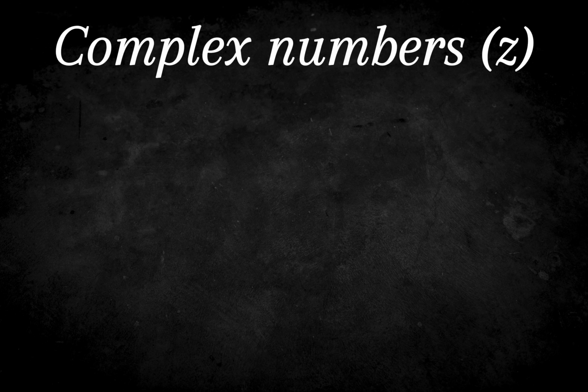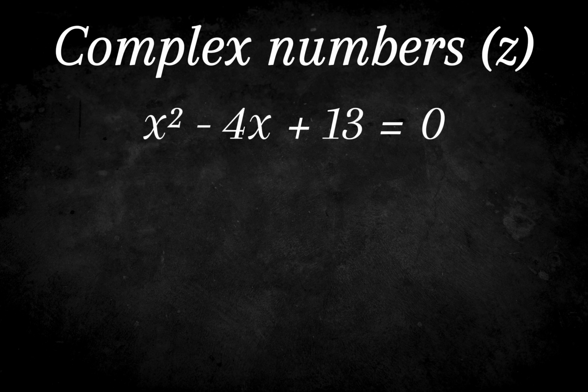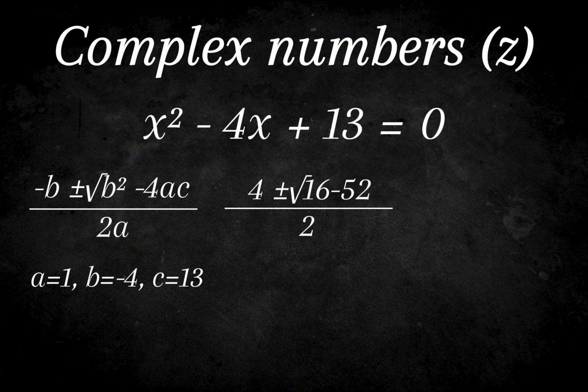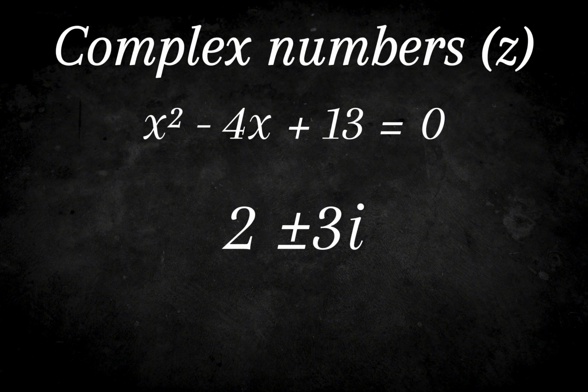Let's see how we can find the solutions of x squared minus 4x plus 13 equals 0. We can do this by using the quadratic formula. So a is 1, b is minus 4, and c is 13. If we fill in those variables, we get a negative number underneath the square root. We get the square root of minus 36. But this is no problem because we can rewrite this as the square root of 36 and i squared. If we simplify this, we get 6i. And if we calculate the whole formula, we get 2 plus or minus 3i. So this is how we can calculate every solution of an equation.